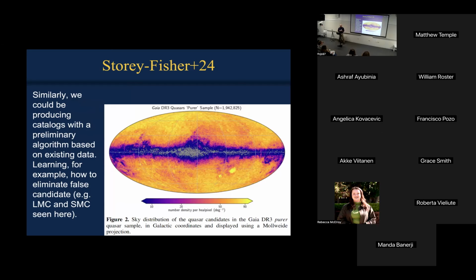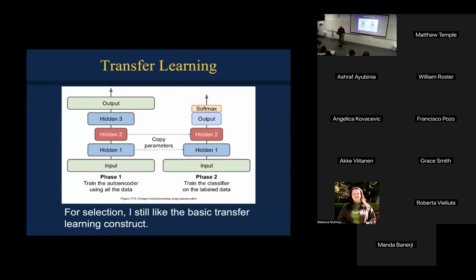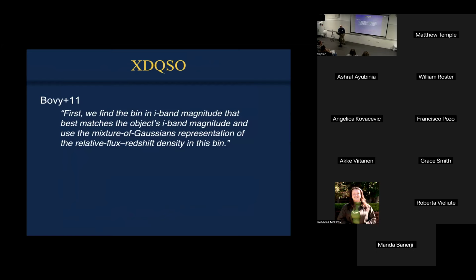The stuff that Akke was showing earlier, I think will help a lot with this. But again, just in a small area, we need to scale that up to much bigger areas. For selection, I still am a big fan of the basic transfer learning construct, some kind of autoencoder to take the high dimension feature space down to a lower dimensionality latent space. You're going to do your clustering in that latent space, and then your selection in that latent space.